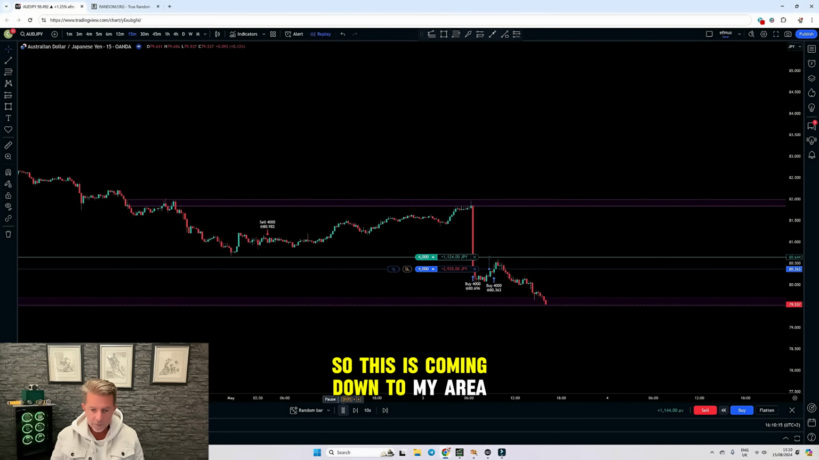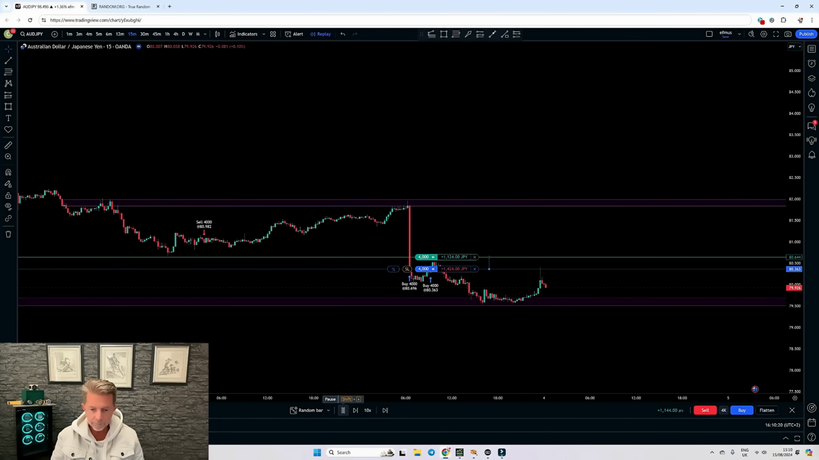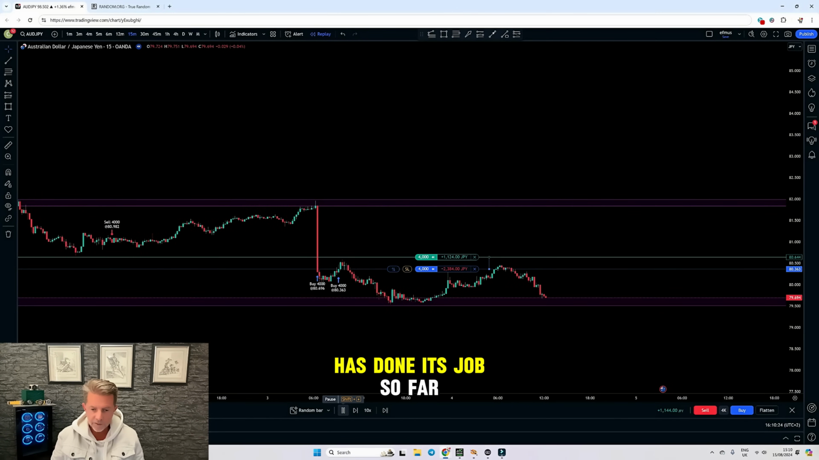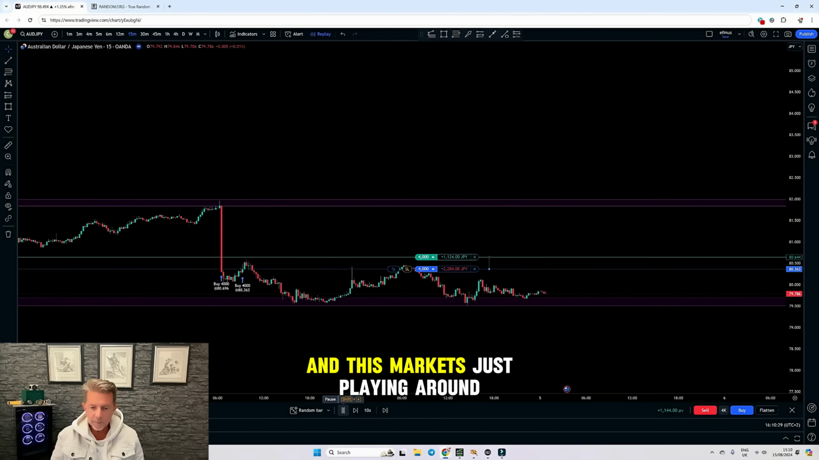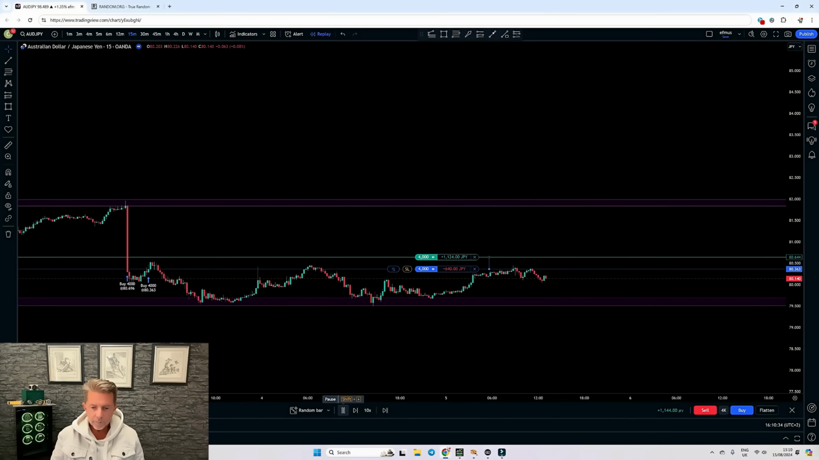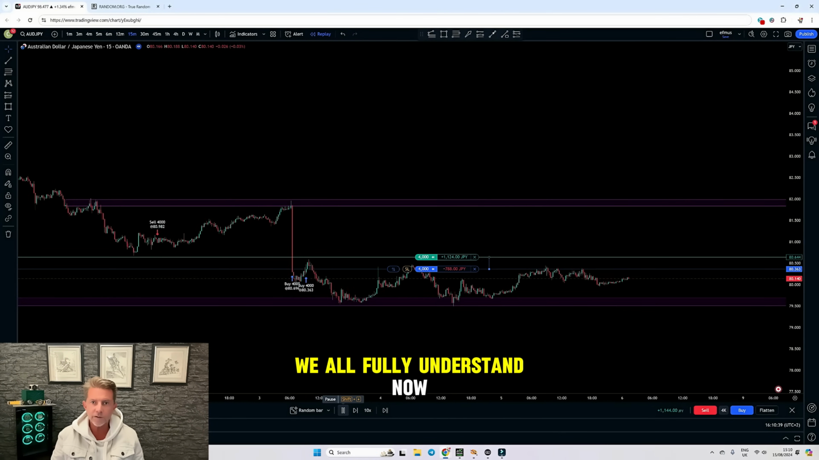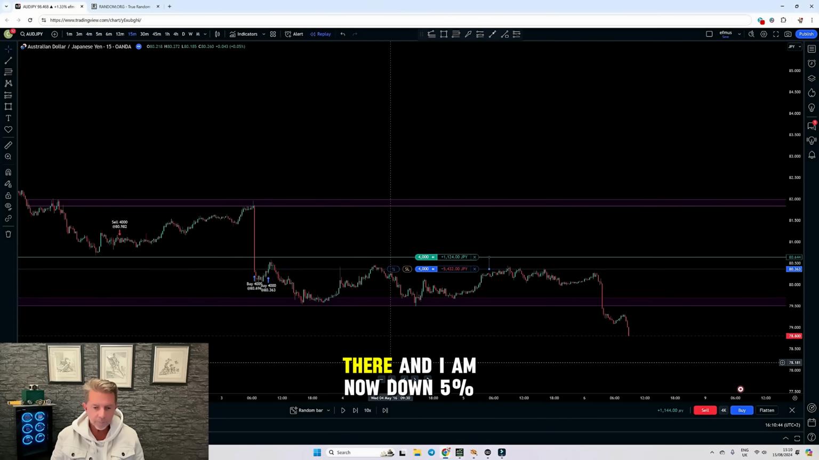So this is coming down to my area of support. I want it to close underneath there. And can you see that support area has done its job so far, but it's coming back again. And this market's just playing around with us at the moment. And this is what the markets do, as we all fully understand. Now there you go, let's just pause the market there, and I am now down 5%.